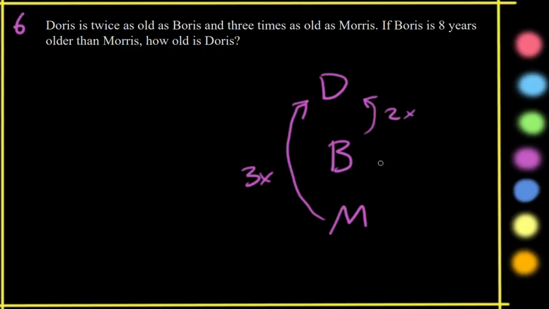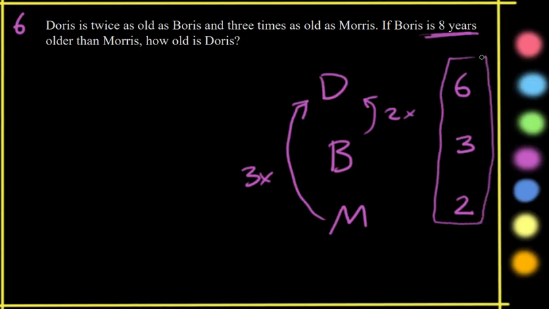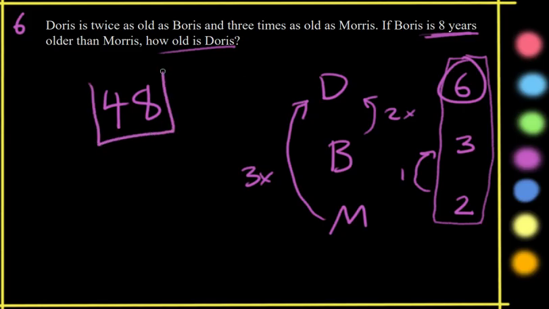Okay. When I see these numbers, I just immediately think, well, what's the lowest number that these could be if we just ignore this last bit? And so Doris could be 6, and Boris could be half that age, and Morris could be a third that age. So it could be 6, 3, and 2 if we ignore this constraint. If this was the case, then Boris would be 1 year older than Morris. So this difference would be 1. But we're also told that that difference is actually 8. So we need to multiply all these numbers by 8. And then the question is asking how old is Doris. So it's just 6 times 8, which is going to be 48. That's one way to do it.